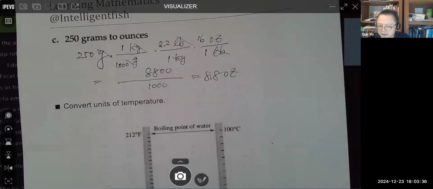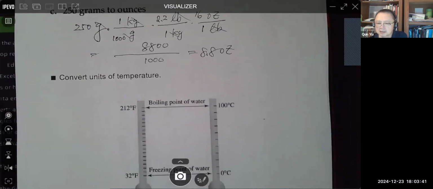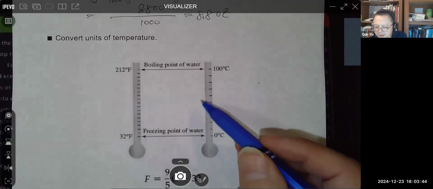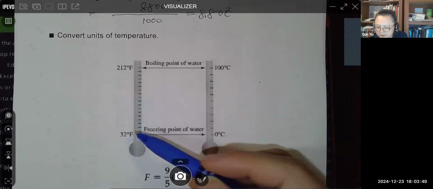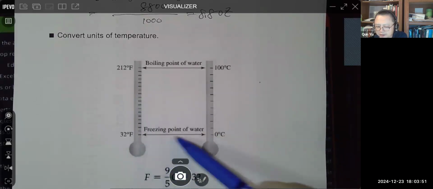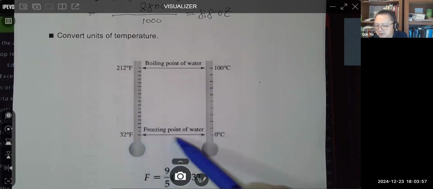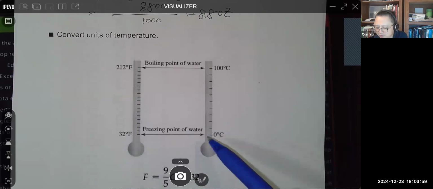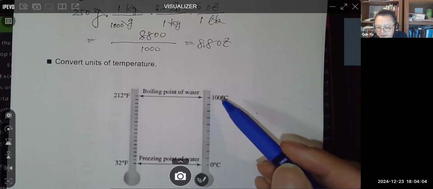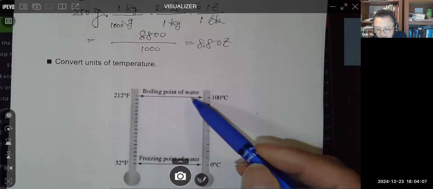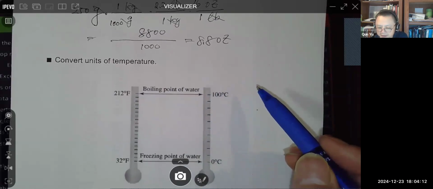Now, the final topic for this video is to do some temperature conversions. You can see this chart. On the right side is the Celsius system. On the left side is the Fahrenheit system. First of all, notice that they don't have the same freezing point. In other words, for the same warmness, they have different numbers to represent that freezing point. The boiling point is also different. For the same boiling point, same temperature, but they measure in different numbers because these two are different systems.